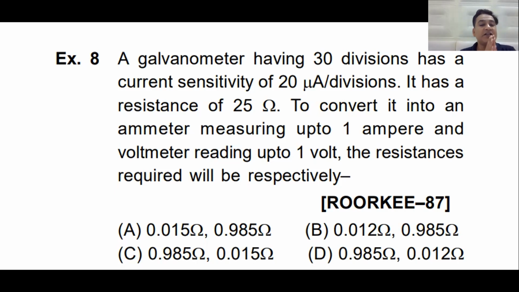A galvanometer having 30 divisions and a current sensitivity of 20 microamps per division has a resistance of 25 ohm. To convert it into an ammeter measuring up to 1 ampere and a voltmeter up to 1 volt, what are the resistances required? Your time starts now.